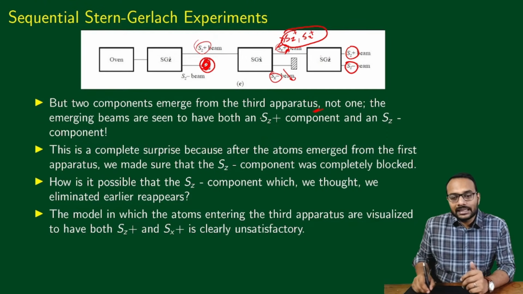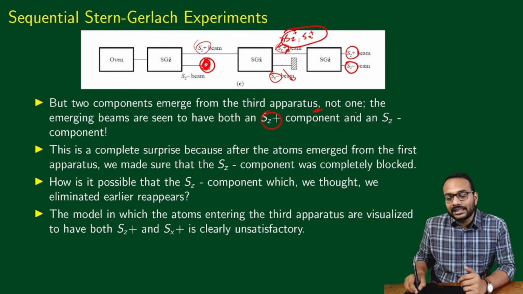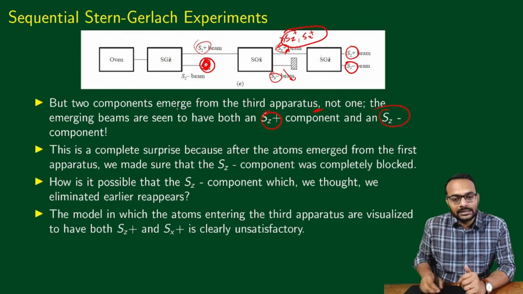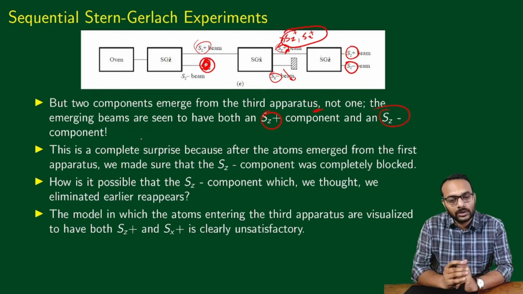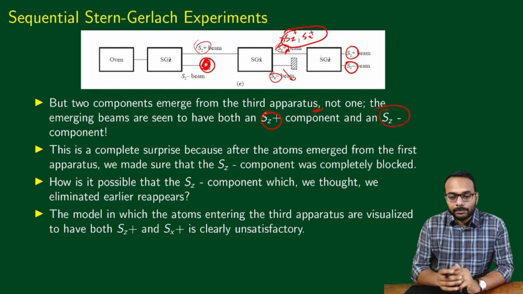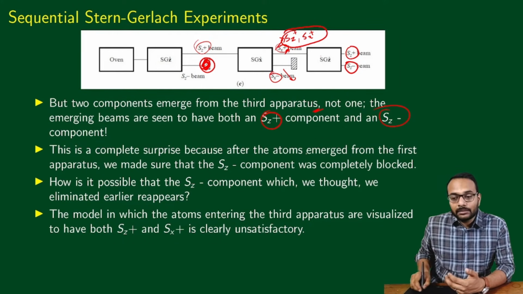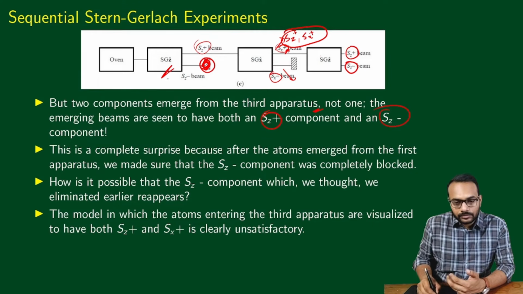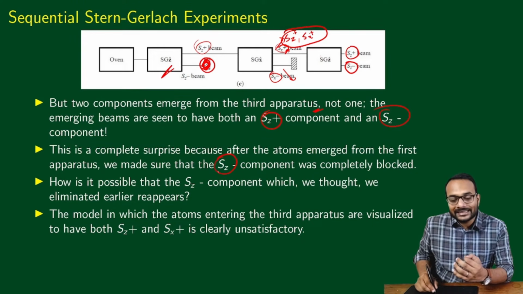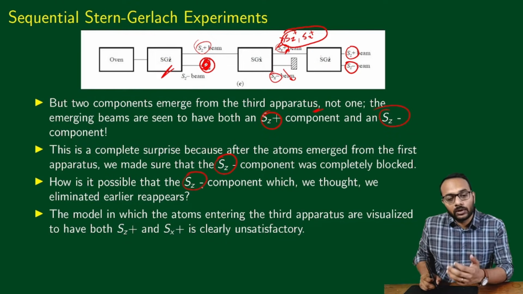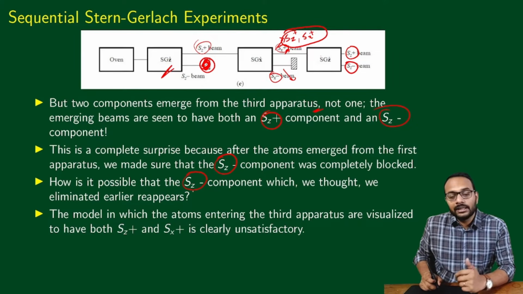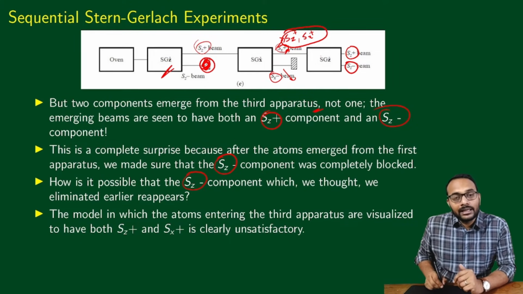The emerging beams are seen to have both an Sz plus component and an Sz minus component. This is a bit surprising. This is actually totally surprising, a complete surprise, because after the atoms emerged from the first apparatus, we made sure that the Sz minus component was completely blocked. How is it possible that the Sz minus component, which we thought we eliminated, again reappears?